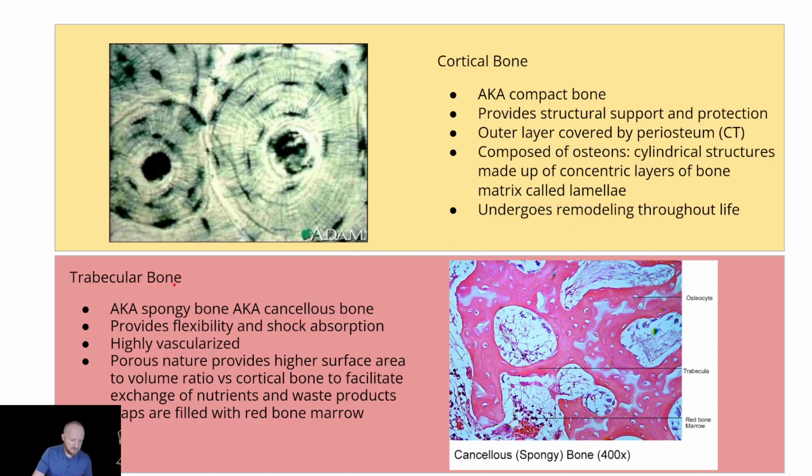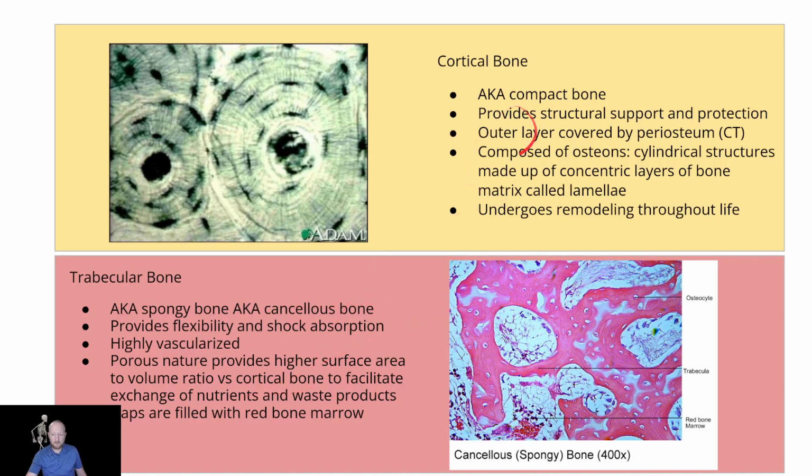Our trabecular bone, aka spongy bone, aka cancellous bone, provides flexibility and shock absorption. That's not its main function, but it is there. It's highly vascularized. It's full of that red bone marrow, so obviously we have a lot of blood supply going through that. That creates our blood cells. Its porous nature provides the highest surface area to volume ratio versus cortical bone to facilitate exchange of nutrients and waste products.